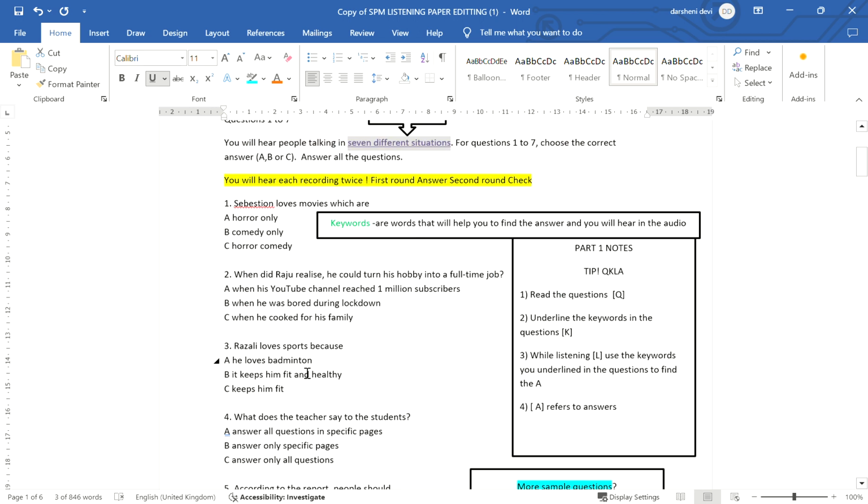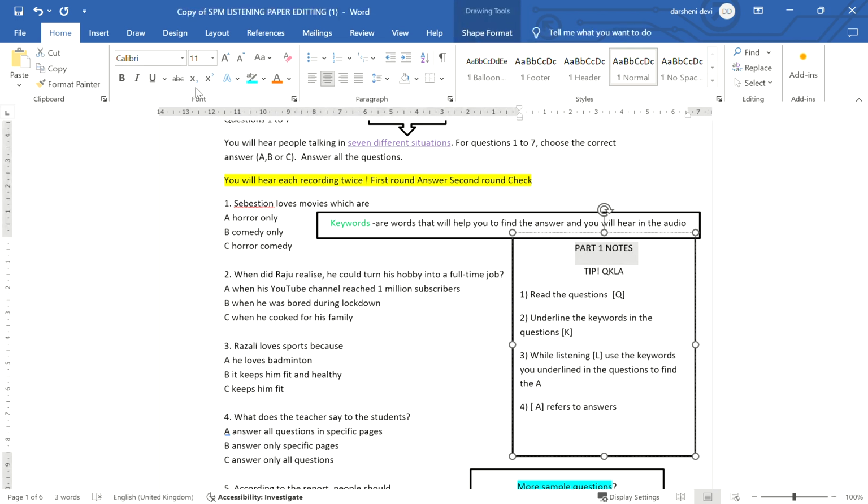Before we look at the sample questions, at least we can see some notes that teacher has made here. This is the part 1 notes. The tip here is QKLA. Let me explain what QKLA is. First, Q means question, so you read the questions first. Then you underline the keywords in the questions.